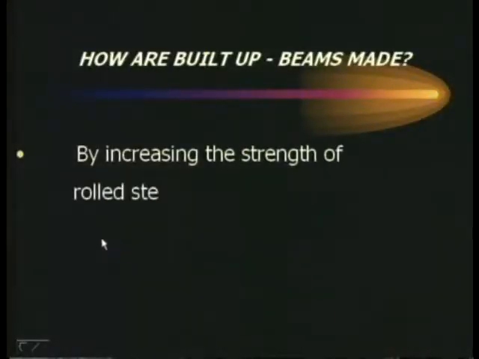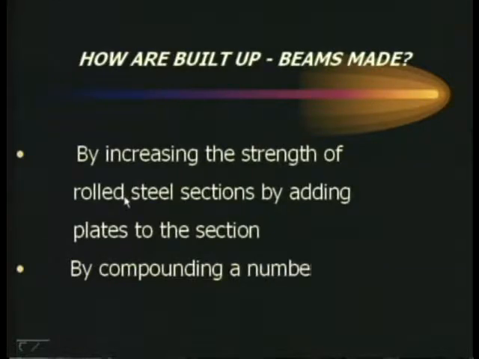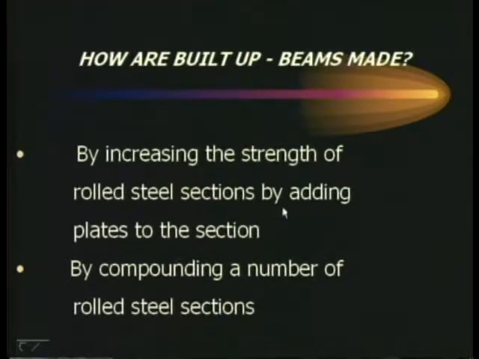And now, how are they made? How are built-up beams made? By increasing the strength of rolled steel sections by adding plates to the section. So, there is another name for this built-up beam, that is, you can call it a plated beam. Take an I section, add plates to it, it becomes a built-up beam.